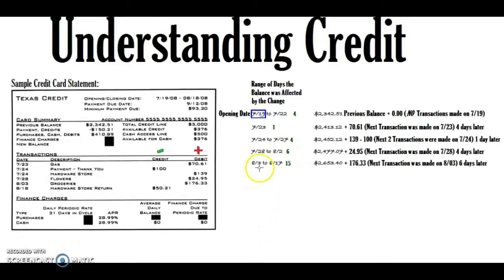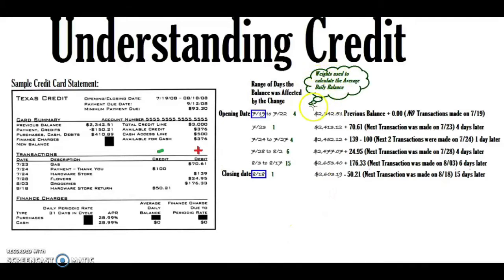The next transaction occurred on the 3rd, and it went all the way to the 17th before another transaction was made. Transaction was purchasing something for $176.33. And then the closing date is the 18th, and on that closing date there was a transaction that was made. It was a credit of $50.21. So this range of dates goes all the way from the opening date to the closing date. And we use this range as our weights to calculate our average daily balance. Every number here in green is a weight used to calculate the average daily balance.